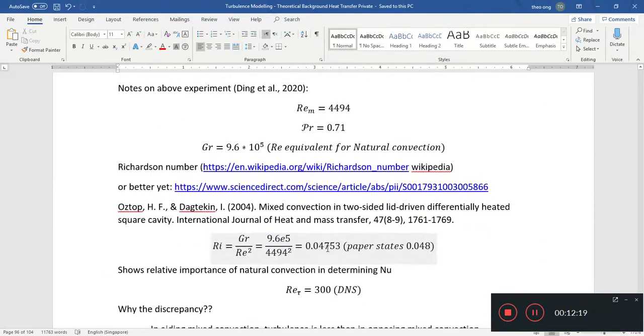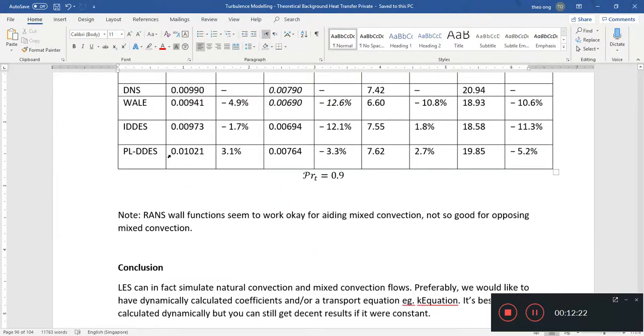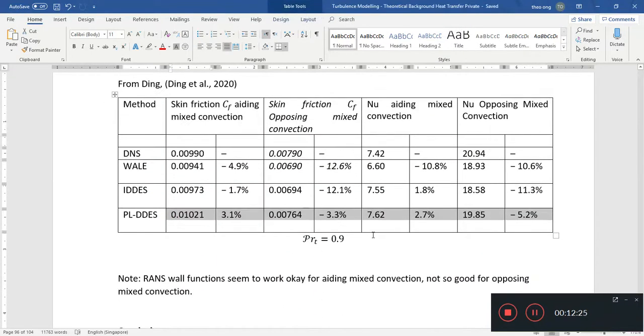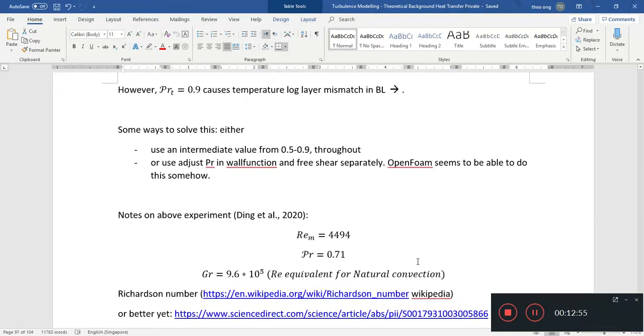So it's worked for this case, not natural convection, but opposing and aiding mixed convection. It has some of the best results for the skin friction and Nusselt numbers here. And of course you should take note, this is a very simple setup of a channel flow, which is a 3D version of flat plate flow. Not flat plate flow, Couette flow, where fluid is flowing between flat plates.